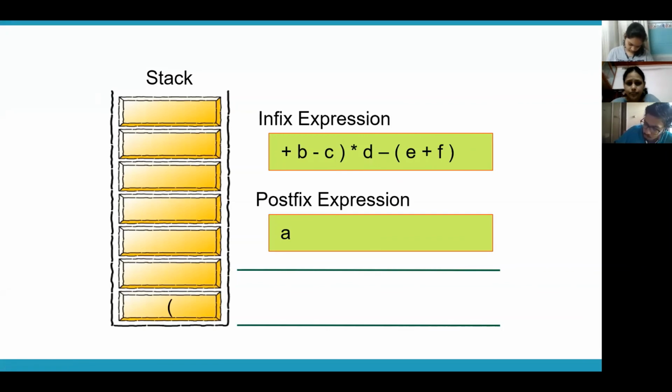Next who is coming? Plus is coming and stack के अंदर कौन है? लेफ्ट पैरेंथेसिस है. उनके बीच में कभी क्लैश नहीं होगा. There will never be a clash between parenthesis and an operator. Clash occurs only between operators. Okay. So we'll push plus inside. Next, who is coming? B is coming. So B is again an operand. So operand will get appended to the postfix expression.